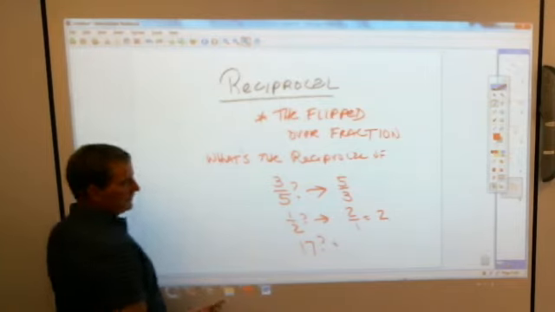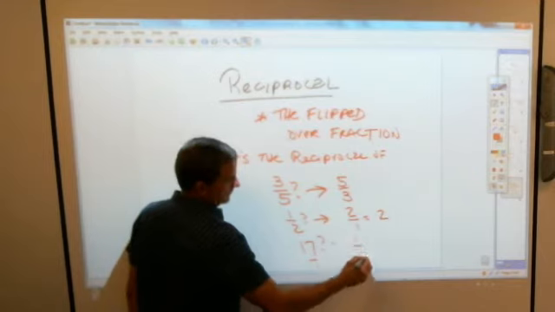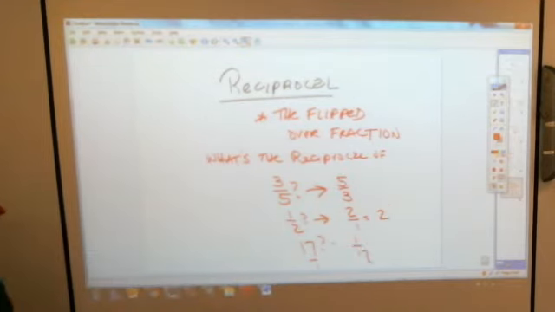What's the reciprocal of 17? What is the reciprocal of 17, Chase? 1/17. Right, because you put a 1 under it, it's 1/17. Are you good with that? Are you down with that? Can we just stop with that? I don't need to beat that dead horse anymore.